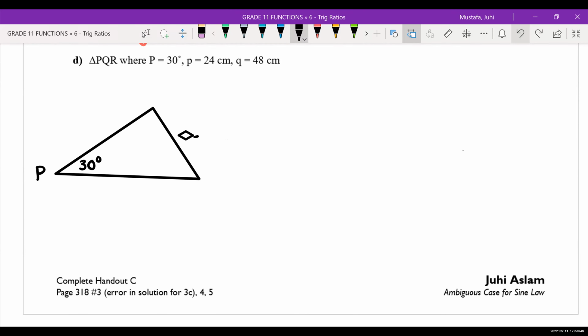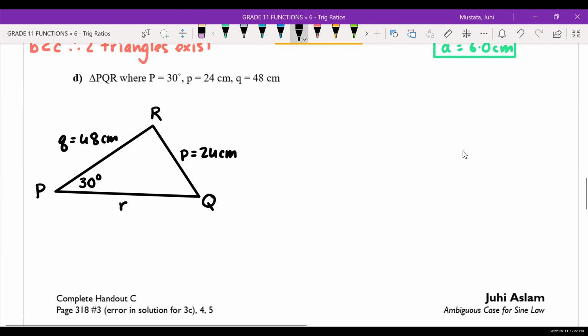My letter P became a diamond. Okay. So little p is equal to 24 centimeters. Q and little q, 48 centimeters. This is R, and this is little r. Okay, so here's my PQR triangle.